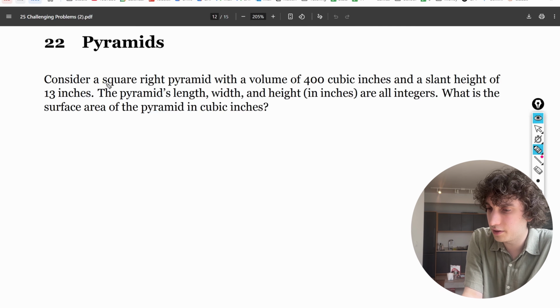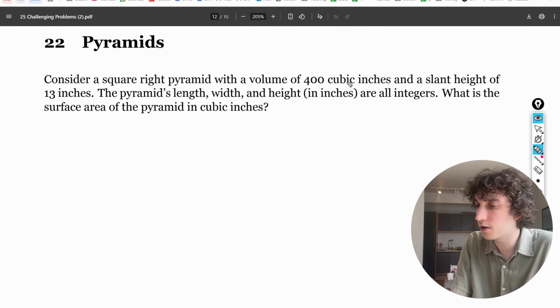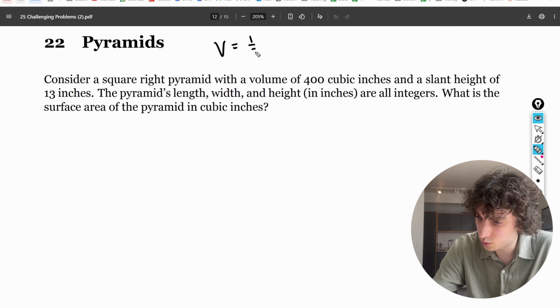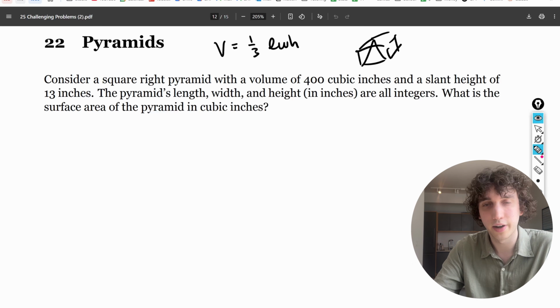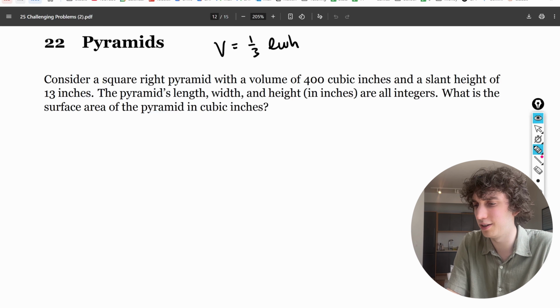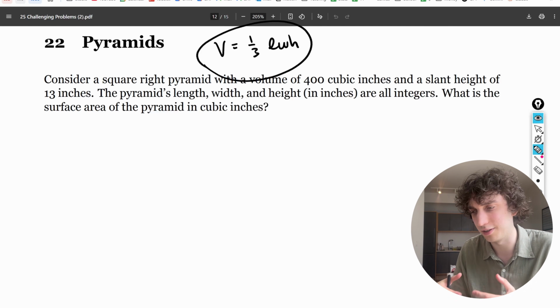So first things first, consider a square right pyramid with a volume of 400 cubic inches. The volume of a pyramid is 1/3 length, width, and height. Think of it as a rectangular prism, but we just cut it to 1/3 because, I don't know, triangles and stuff. There's not really an intuitive explanation. This is on your formula sheet, just refer to it.